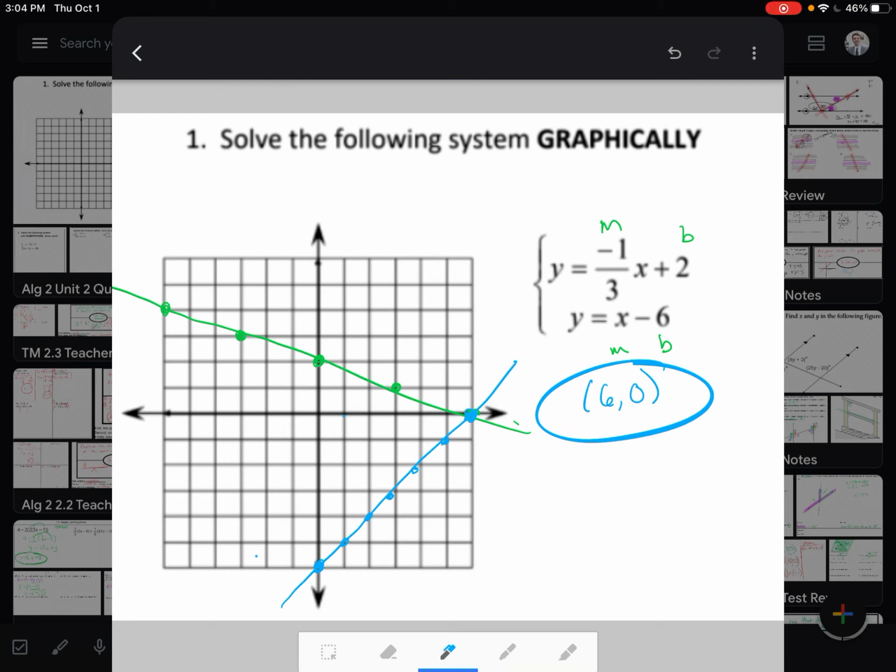Just to double check, we would want to go in on a quiz and plug in these values and make sure that that's our exact spot. I know sometimes if we're not graphing with perfectly straight lines, it might mess us up. But for this one, showing on the graph that they cross at 6, 0, we are in good shape.